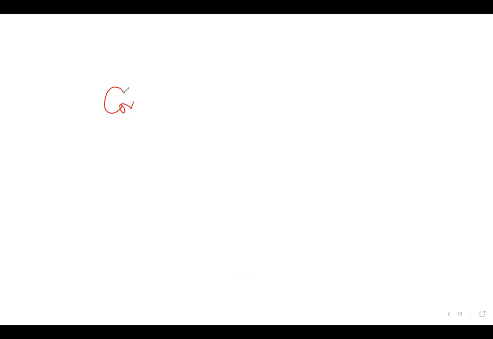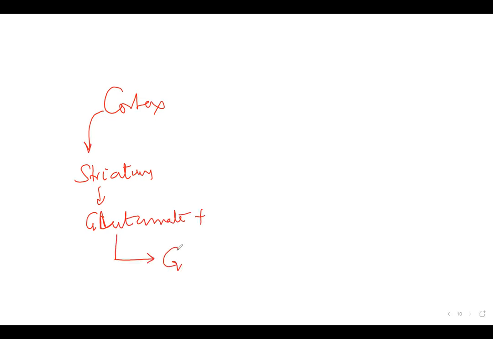Cortex down to striatum. You know what is striatum? Glutamate plus glutamate goes to GPI, increases the GABA because it has stimulated it. And this GABA is inhibitory in nature.